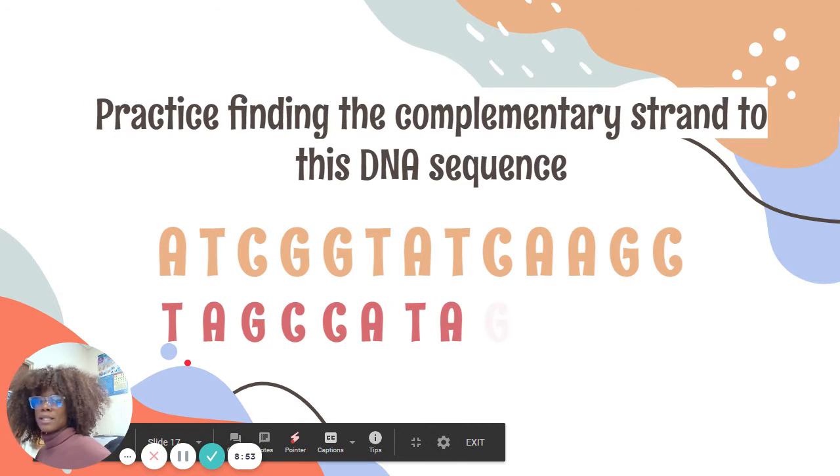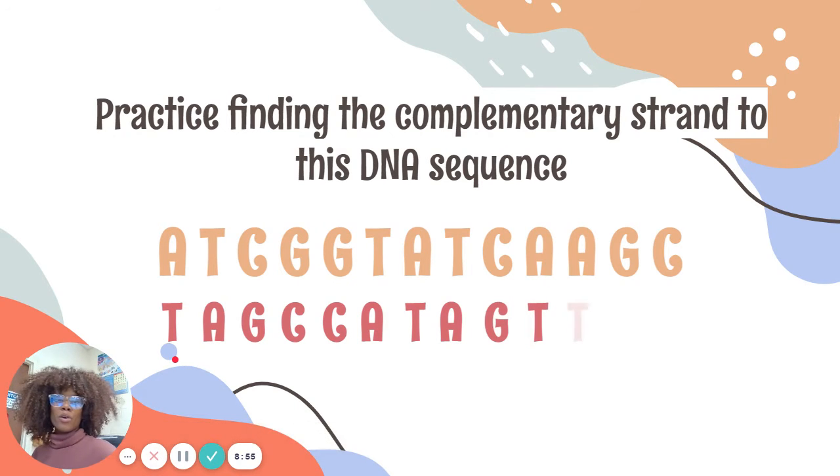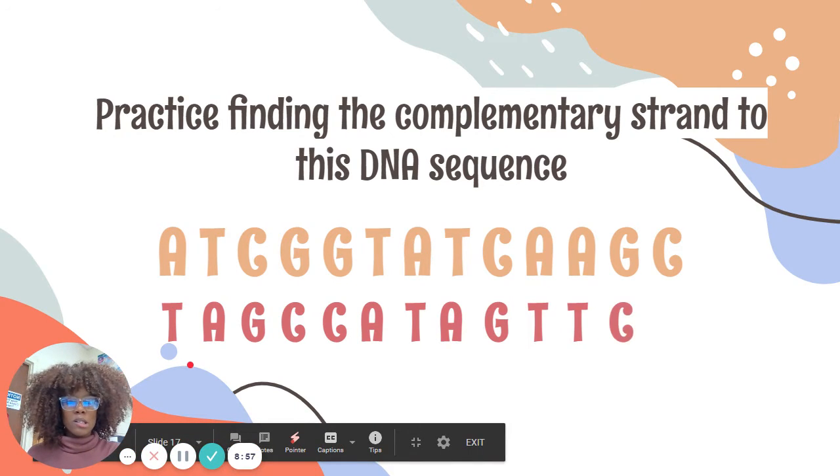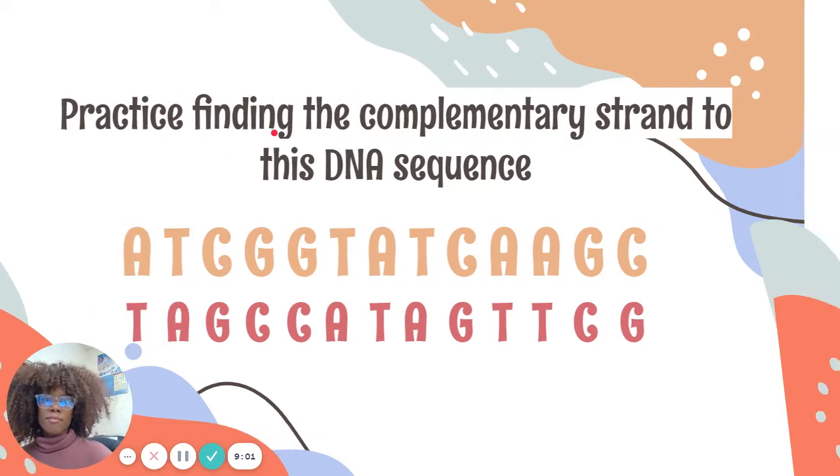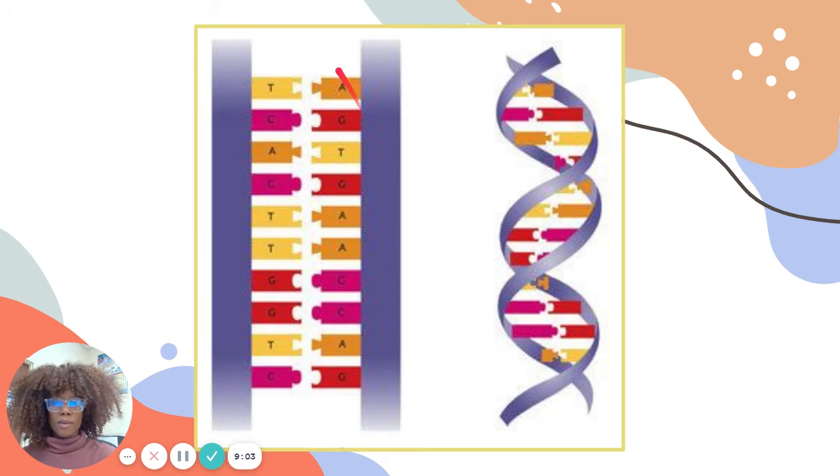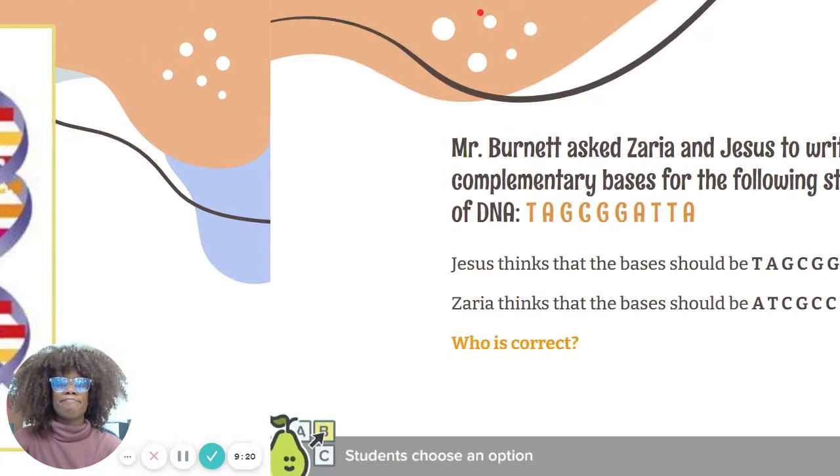Apples on trees, cars in the garage. Good job. So again, apples pair with trees and cars with the garages. That's the only way that they pair in DNA. A always complements with T and C always complements with G. Apples with trees and cars with the garage.